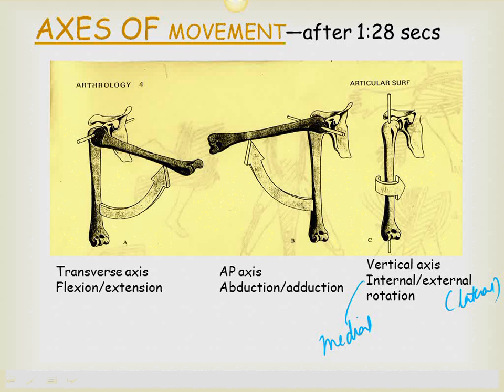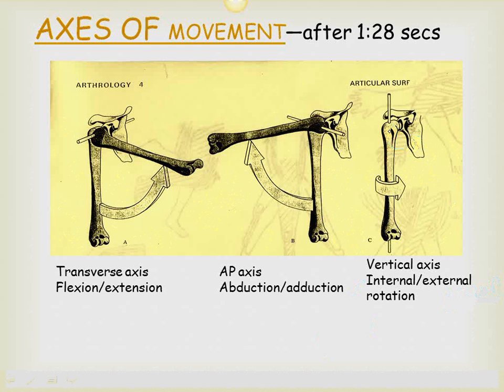We say internal or medial rotation when the anterior surface of the bone that is moving, so let's take this bone, the humerus, the anterior surface of the humerus moves towards the midline. That's called internal rotation or also called medial rotation. So when this is the anterior surface, when I rotate it towards the midline, that is internal rotation. If I was to show you, imagine this way, going this way, this is internal rotation.